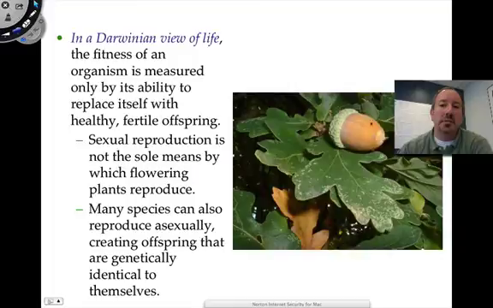And so here's a picture of an acorn, and here are some leaves of the oak tree. Now the acorn is the seed, and in a sort of Darwinian view of life, reproductive fitness is measured by how well the organism is contributing its genes into the next generation or gene pool. And so sexual reproduction is not the sole means of doing that.